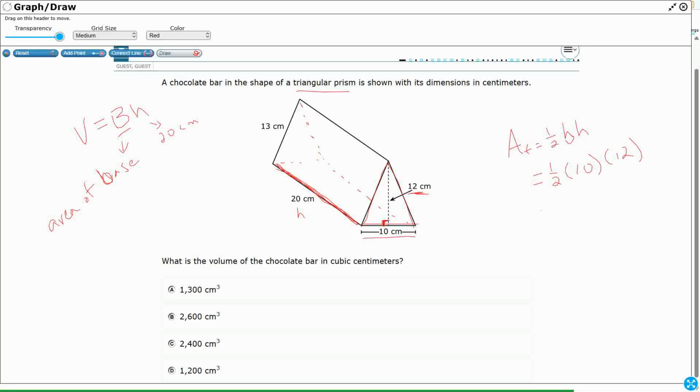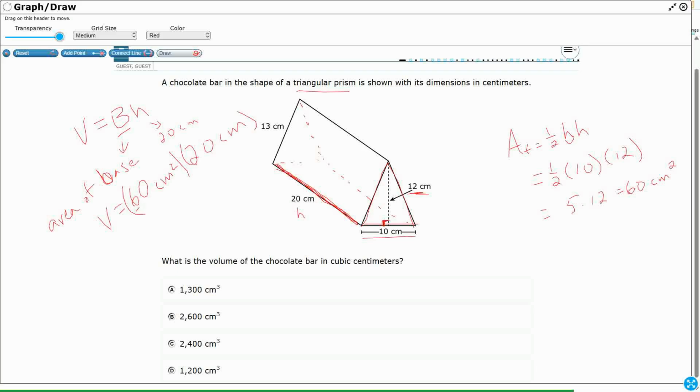All right, so let's multiply this. I can do 1/2 times 10, that's 5, times 12, so that's 60. 60, at this point, we're at square centimeters. And so that's the area of the base. And so I can replace this, V equals 60 square centimeters, because I did that separately, times this 20 centimeters.